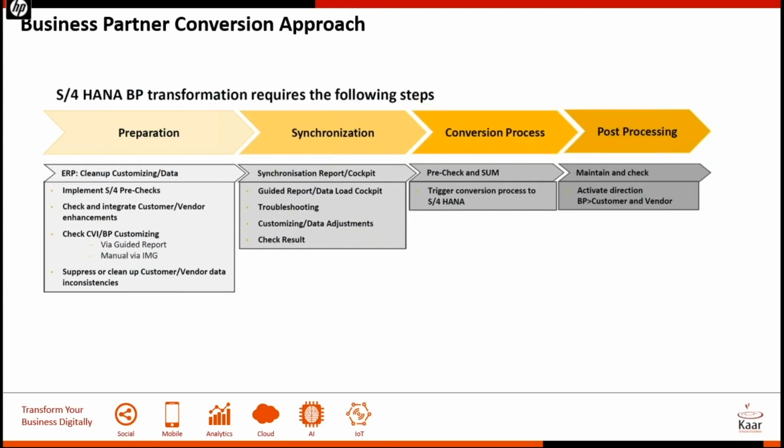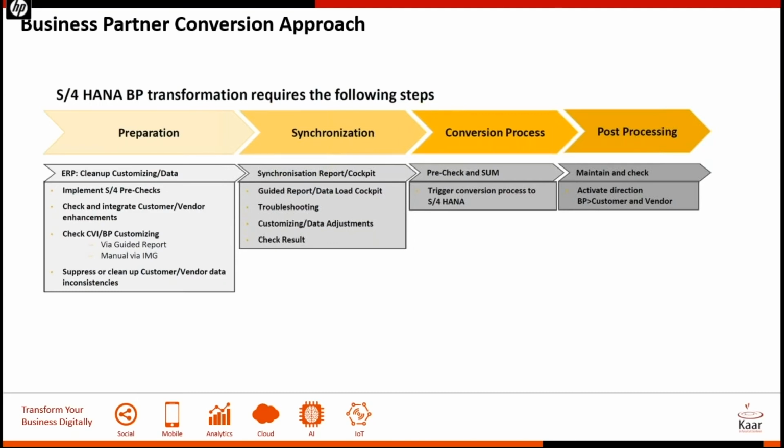Next is the conversion phase, where the actual transformation is going to happen. Basically, we check all the pre-checks of the configurations, master data cleanup, and transformation data. It will check all the entries and find any fine tuning to be done. So we have to go back to the synchronization phase, make the changes to the data, and start the SUM update.